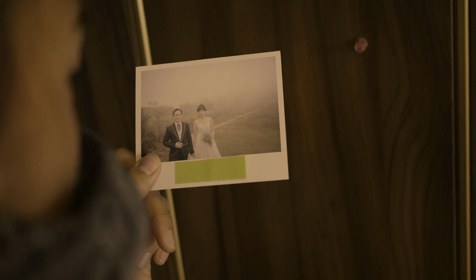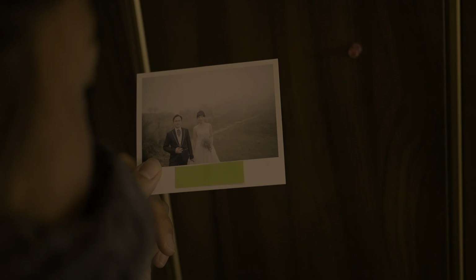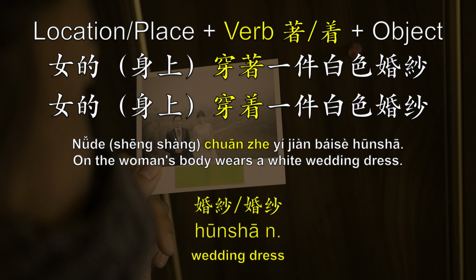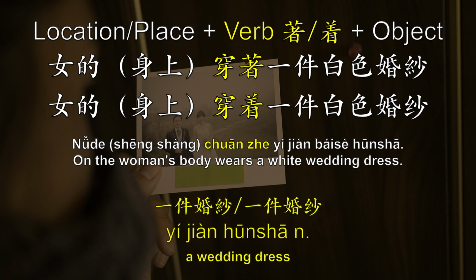女的穿着一件白色婚纱。女的身上穿着一件白色婚纱。On the woman's body wears a white wedding dress. 穿 to wear. 件 an item of clothing. 婚纱 wedding dress. 一件婚纱 a wedding dress.